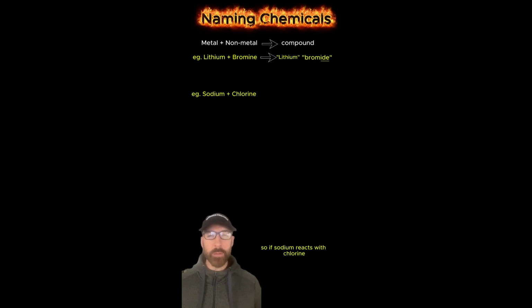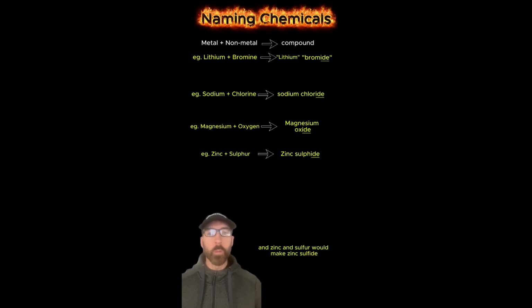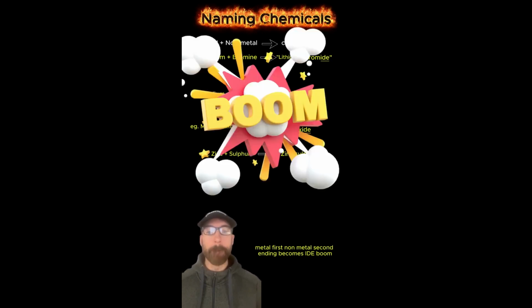So if sodium reacts with chlorine, you get sodium chloride. Magnesium and oxygen would make magnesium oxide. And zinc and sulfur would make zinc sulfide. Metal first, non-metal second, ending becomes ide, boom.